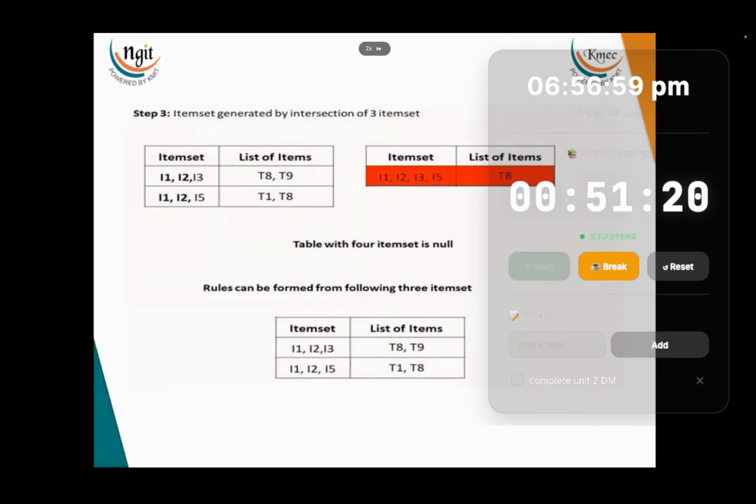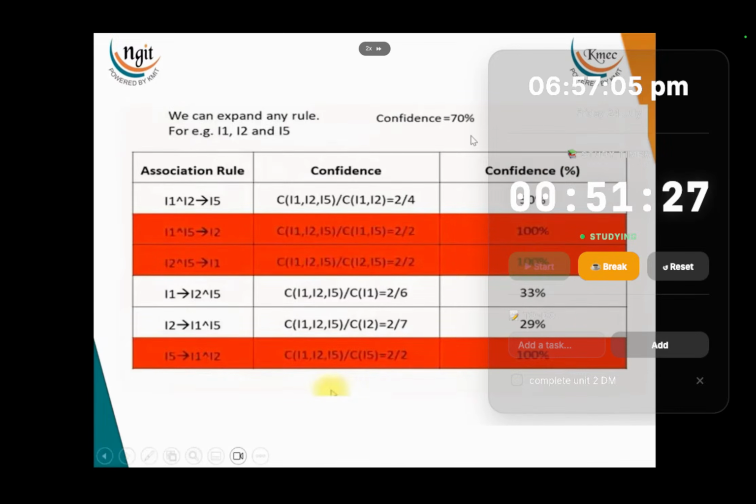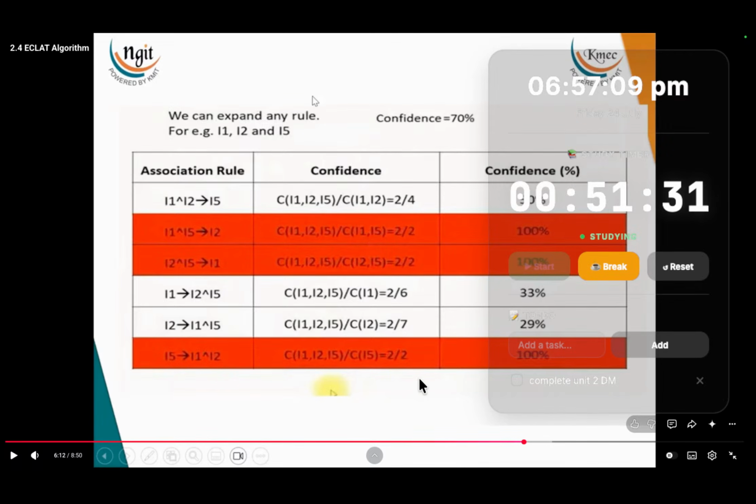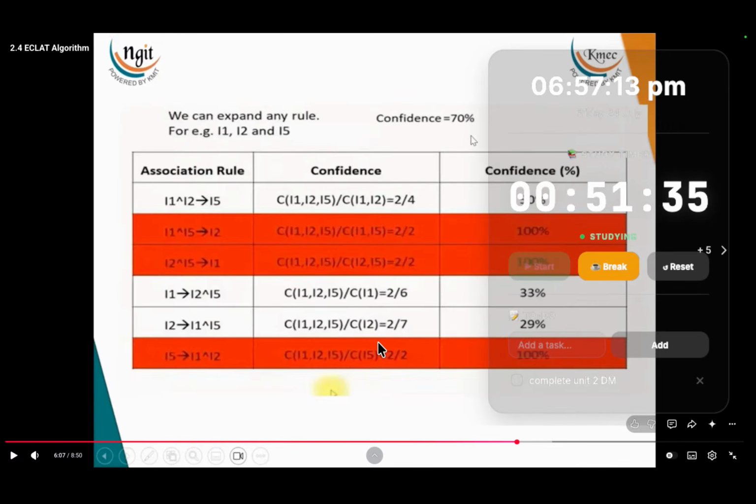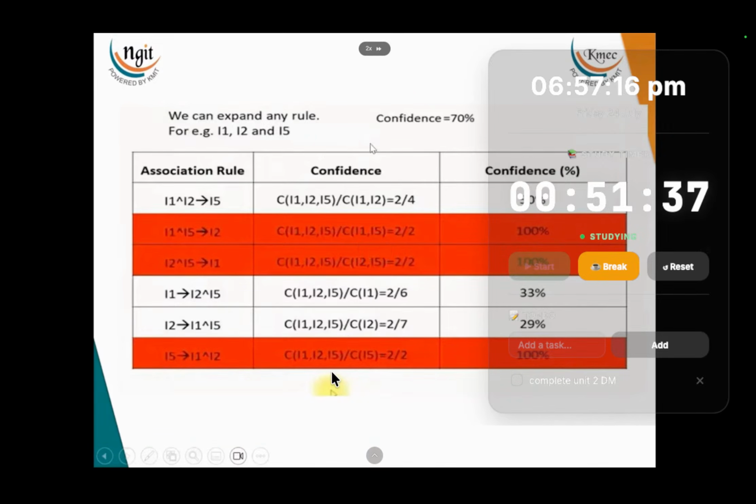For that reason, we'll stop our Apriori algorithm here, and we'll consider {I1, I2, I3} and {I1, I2, I5} to generate the rules. Given the confidence of 70%, now we need to generate the association rules. So here, I1, I2, I5.